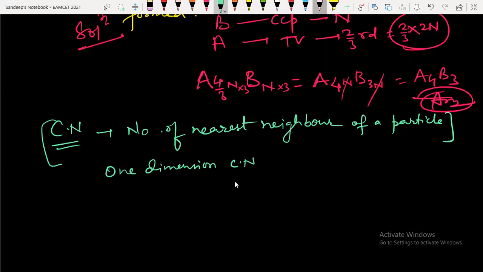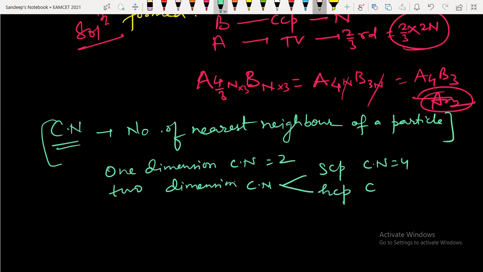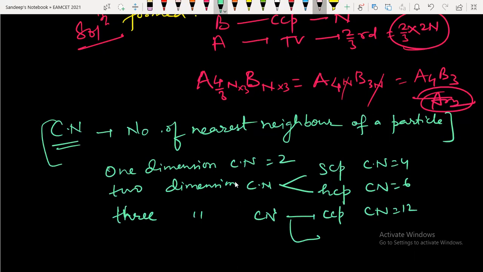In two dimensions, in the case of square close packing, the coordination number is 4. In the case of hexagonal close packing, the coordination number is 6. And in three dimensions, in the case of CCP, the coordination number is 12. In the case of HCP, also, the coordination number is 12.